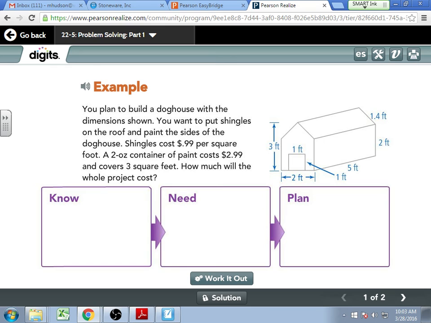So you're going to build a doghouse, and actually I am planning to build a doghouse for my puppies this summer. It's going to have the dimensions shown. Your doghouse is going to look like a real house. 3 feet tall, 5 feet long. The 2 feet is how wide the front is. By us having this label of 1 foot and this label of 1 foot, the doggy door in the front is 1 foot square.